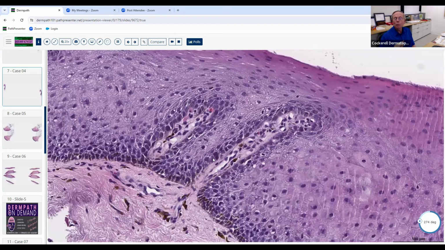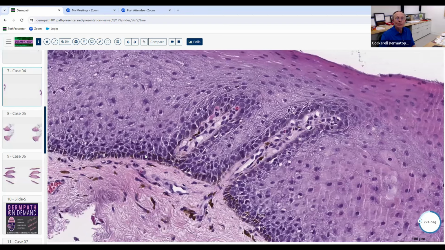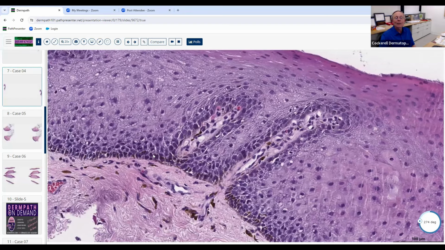There's no pagetoid spread of any melanocytes. There's no striking increase in the size and thickness of the dendrites. And the dendrites that you can see, they don't really travel too much away from home. They're kind of scaredy cats. They don't really like to get out of their house and go far afield.